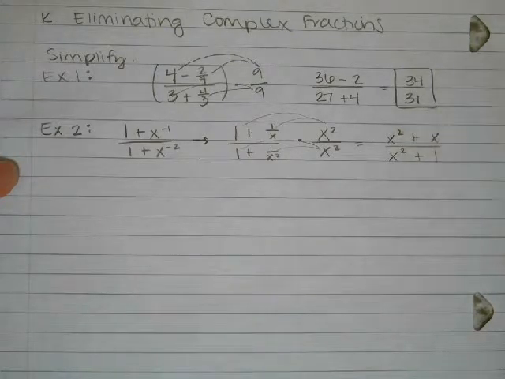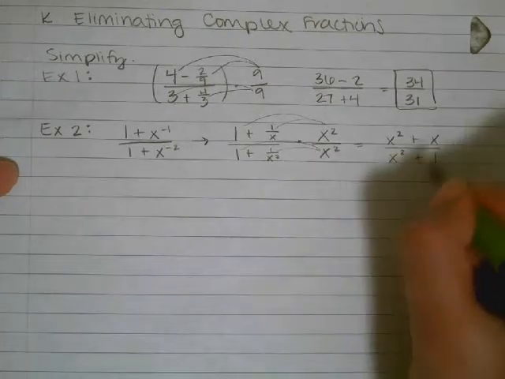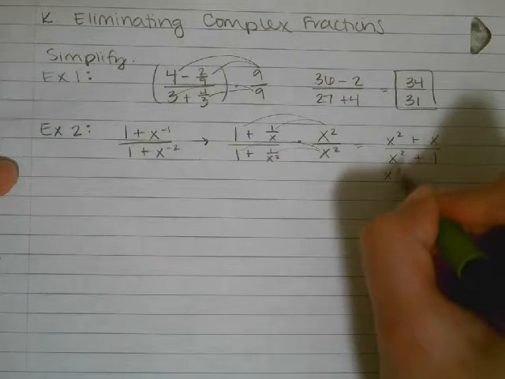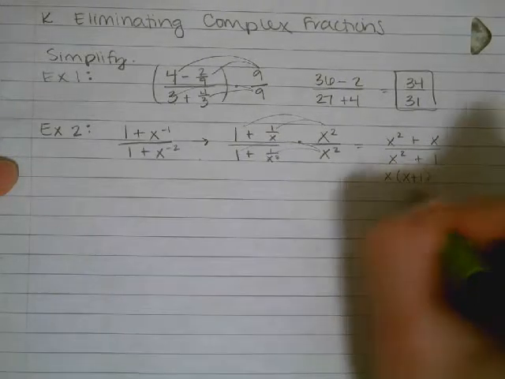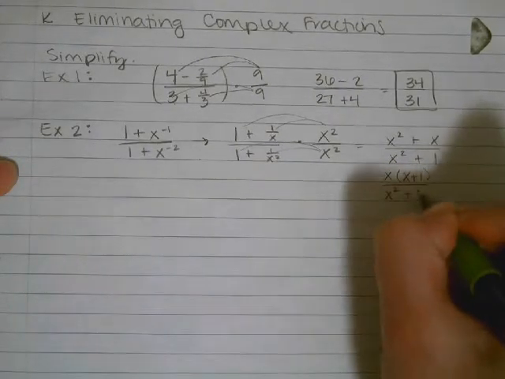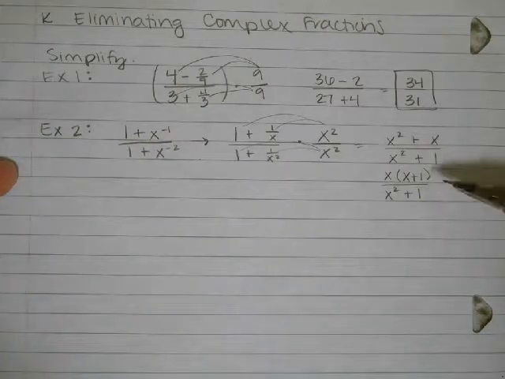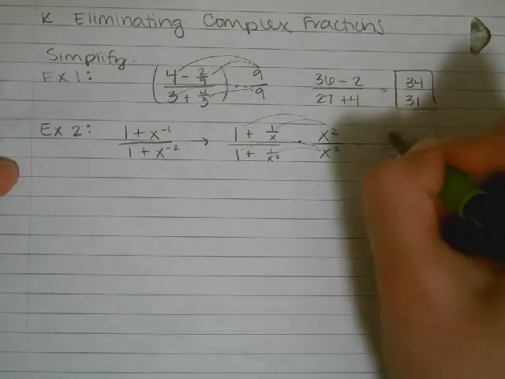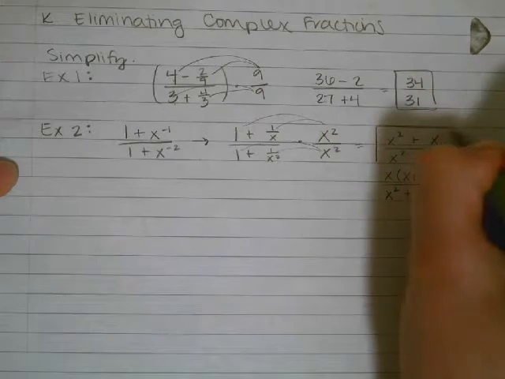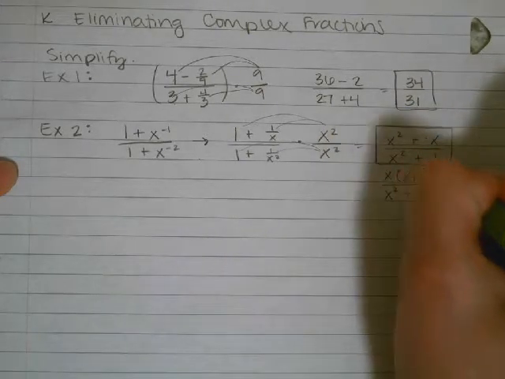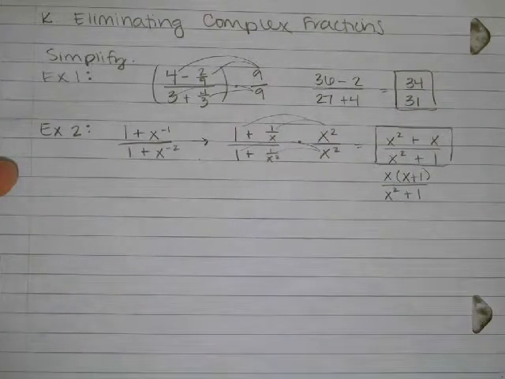These x squareds do not cancel. If you wanted to see if anything could cancel, you would have to factor the top and the bottom. The top has a GCF of x you can factor out. And then now you can see nothing cancels. So this right here is a good answer. The second one is a good answer as well. You might see that as a multiple choice answer, you might not.